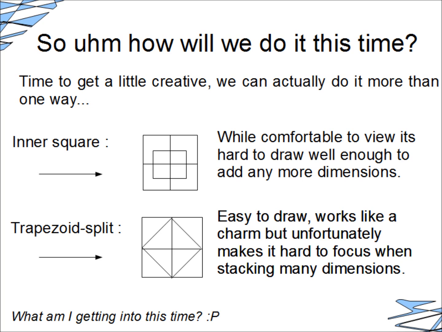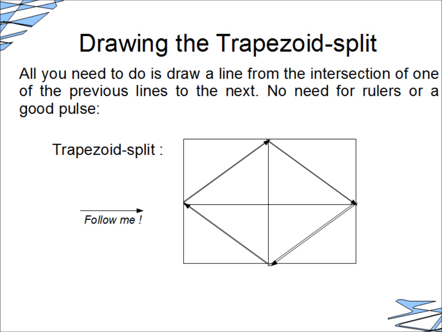Now I'll be exploring 2 different approaches for the moment. First, we're going to place a little square inside, and the other way is we're going to use a trapezoid split, which is very nice because it's very easy to draw even if we had really ridiculously hideous lines. So let's try both of them.